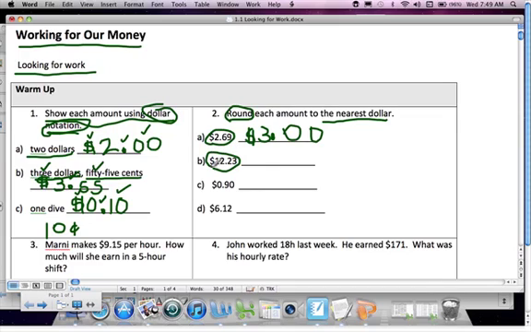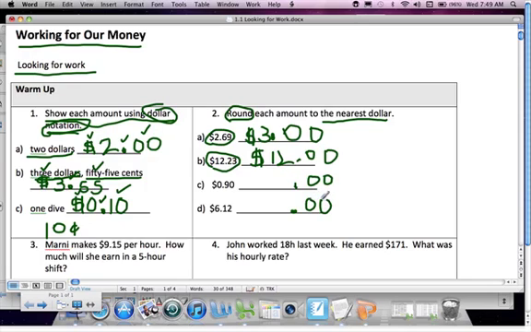$12.23. So we ask ourselves, okay, is this closer to $12 or is this closer to $13? Well, it's less than $12.50. So we're going to say that it's closer to $12. And we just show that. And all of these, because we're rounding to the nearest dollar, they're going to end with 0 cents. So we could actually go through and show that decimal with zeros following afterwards.